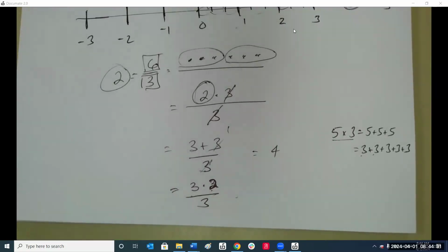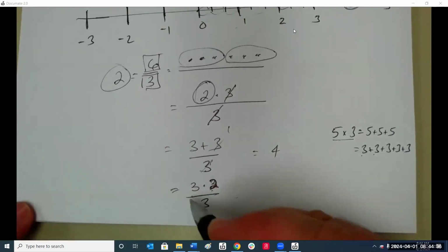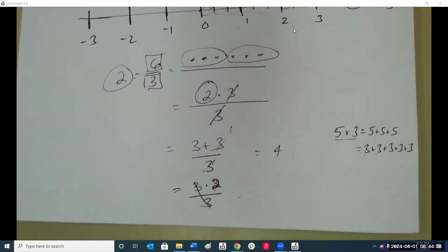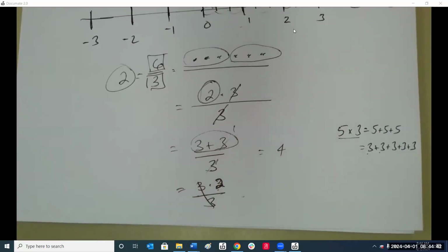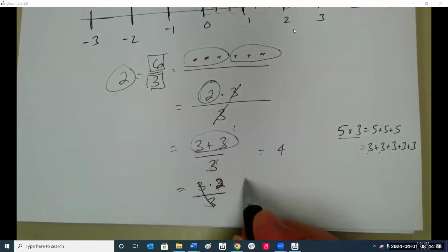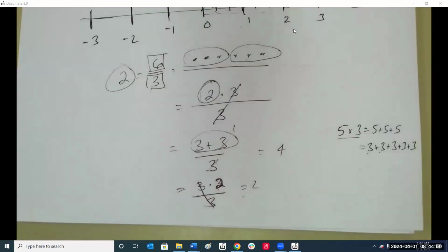So now you can only cancel in multiplication, because multiplication and division are opposites. Now we can get rid of those. We defined addition of same numbers, that's multiplication. So we define multiplication that way, and then that's the only thing we can cancel. Now we can say it equals 2, because we have 2 groups.